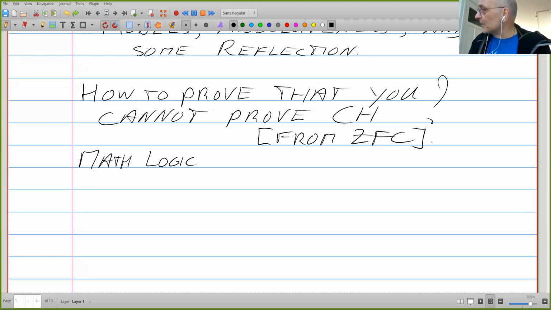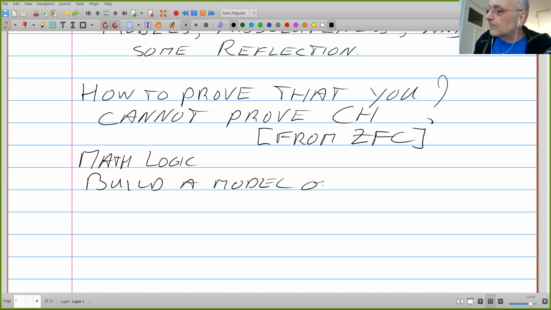Mathematical logic tells us that there is basically only one way to do this. It tells us that there is one way to do it, and Gödel's completeness theorem says it's basically the only way. Build a model of your theory in which the negation of CH holds.